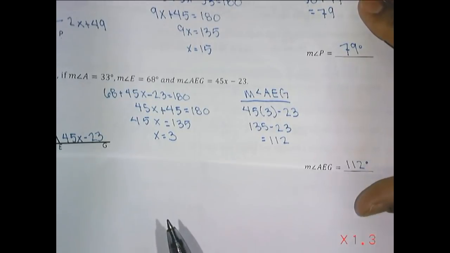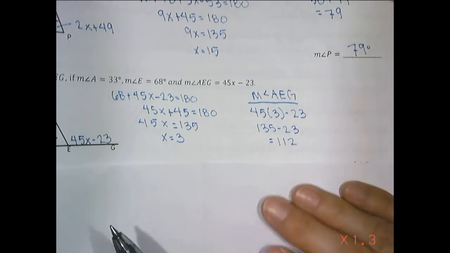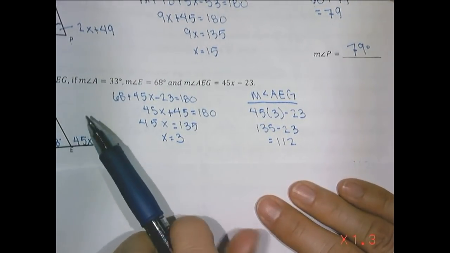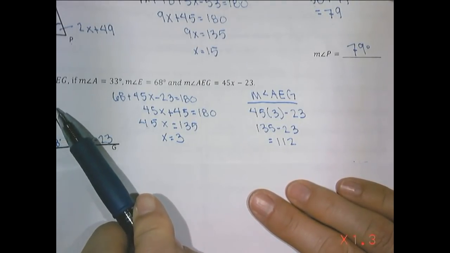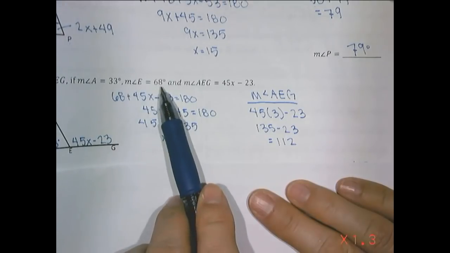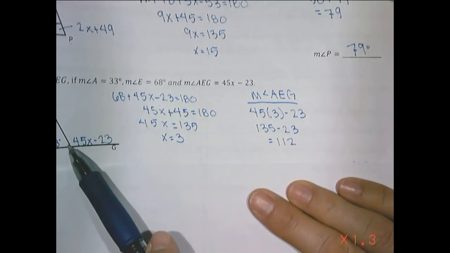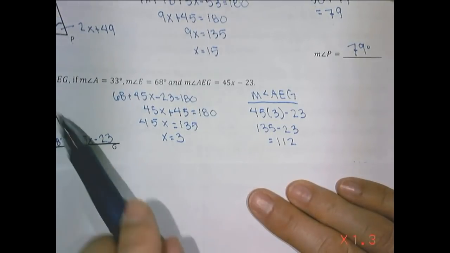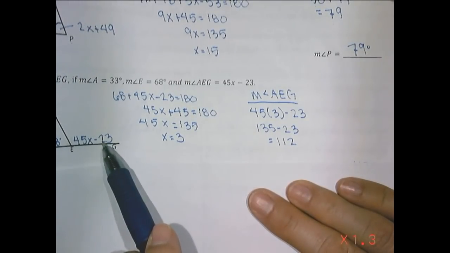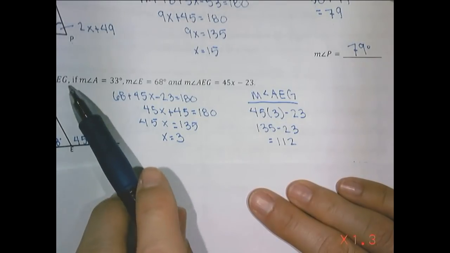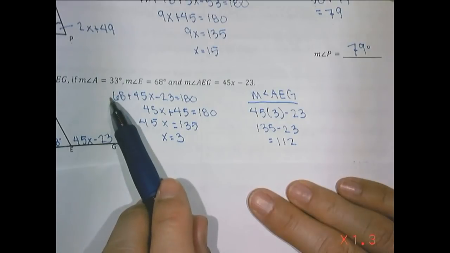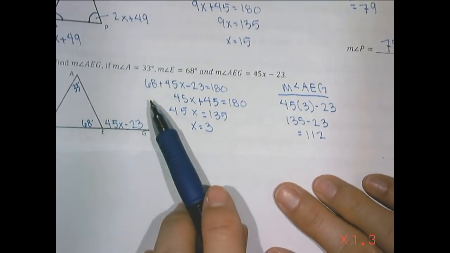And then we move down here to this triangle. And it tells us that the measure of angle A is 33. The measure of angle E is 68, which we're just going to say this is E over here. And the measure of angle AEG is 45x minus 23. Well, angle A was a little bit of extra information. We didn't really need to know it.